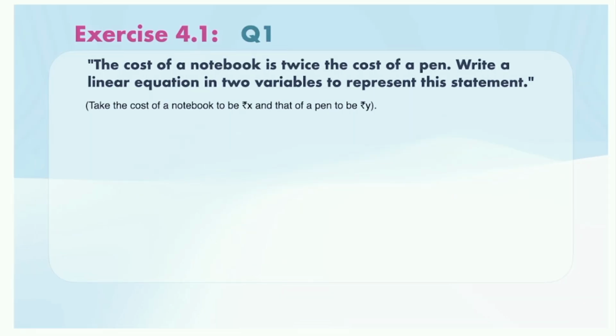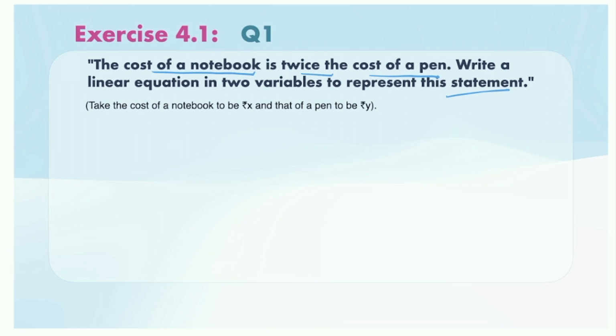Now here is our question number 1 of exercise 4.1. The cost of a notebook is twice the cost of a pen. Write a linear equation in two variables to represent this statement. This time we do a real world question, right? Now we have a statement and I have to convert this statement into a mathematical expression, a linear equation in two variables. You can see here the statement is the cost of a notebook is twice the cost of a pen.